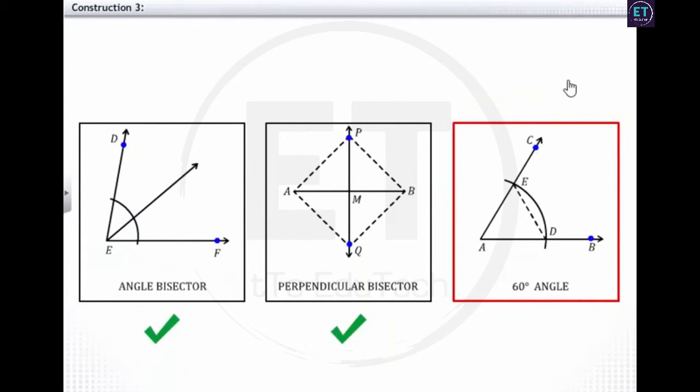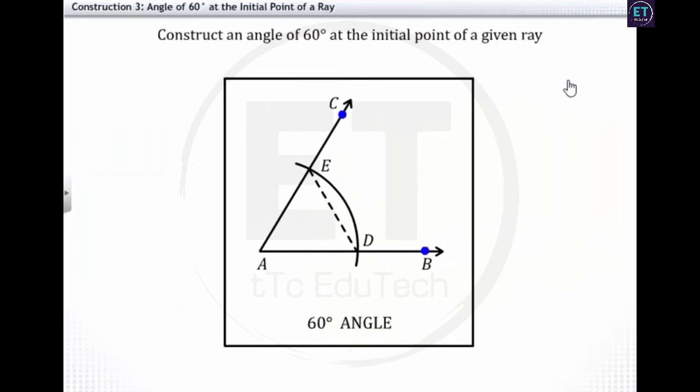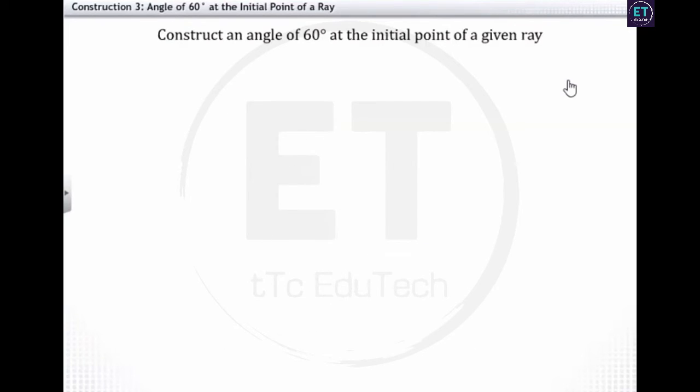We've completed two constructions. Now, let's take up the third. Here, we have to construct an angle of 60 degrees at the initial point of a given ray. A ray PQ is given. We will construct another ray PR originating from point P, such that it makes an angle of 60 degrees at P.